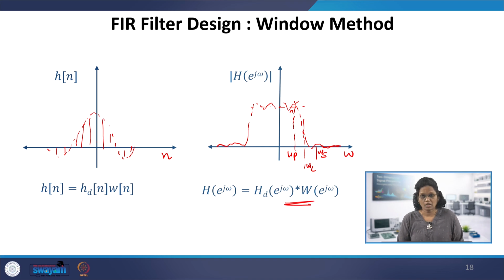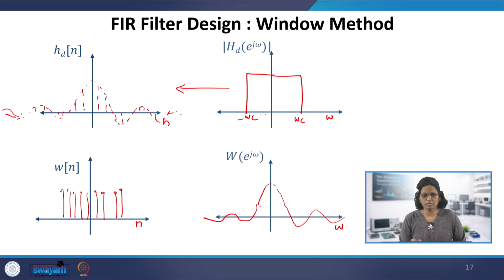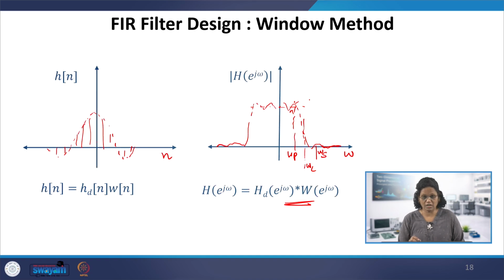So you can notice the convolution of the H_D of e^(j omega), that is the ideal response, and the Fourier transform of the window function. Convolve these to get the magnitude response, the frequency response of this filter. There will also be a phase response, obviously, but only the magnitude response is shown here in the desirable case. So this is the way in which the filter design is done. These are the few steps used in 1D filter design using the window method.